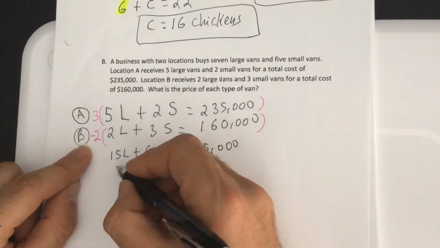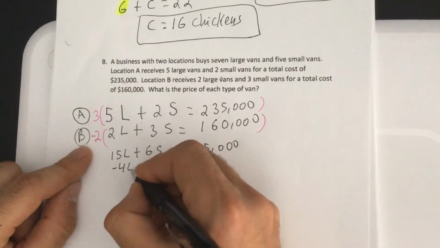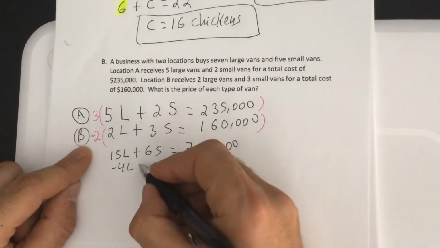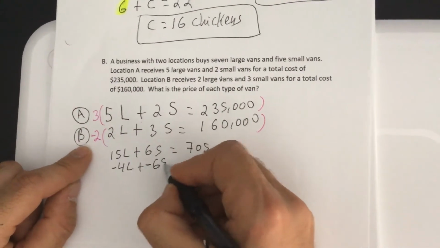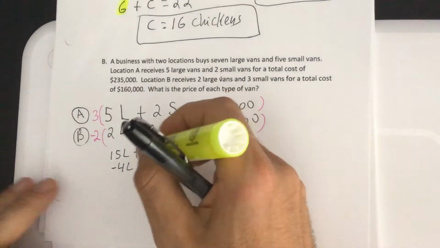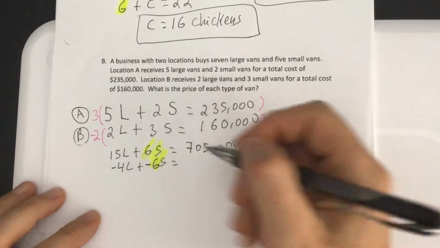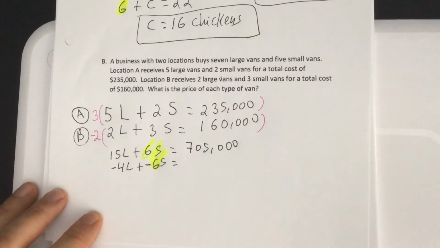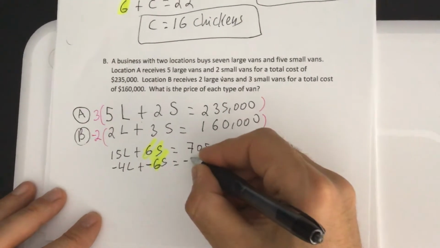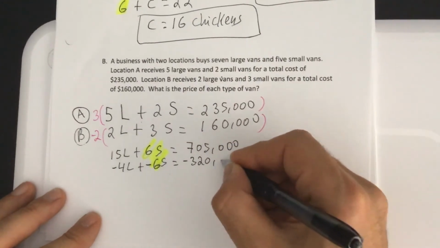-2 times 2L, that will be -4L. -2 times 3S, that will be -6S. That will be my opposites here. That's why I did that. I created my opposites. And -2 times 160,000, that will be basically -320,000.